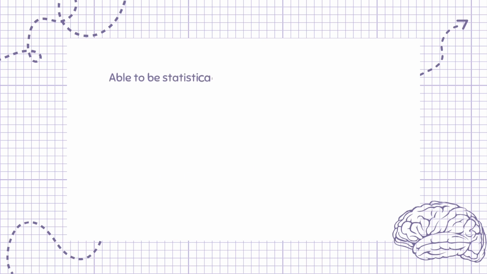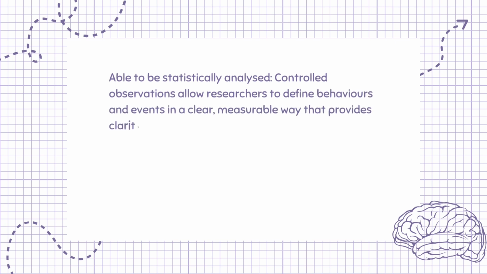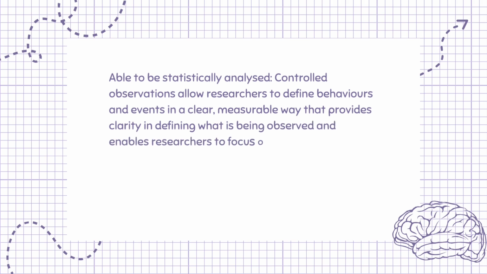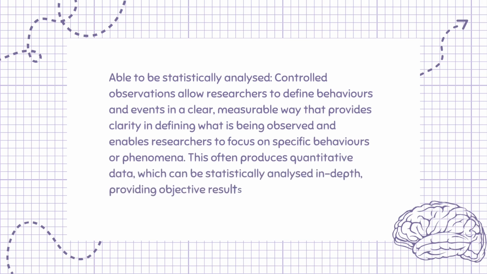Able to be statistically analyzed. Controlled observations allow researchers to define behaviors and events in a clear, measurable way that provides clarity in defining what is being observed and enables researchers to focus on specific behaviors or phenomena. This often produces quantitative data, which can be statistically analyzed in depth, providing objective results that can be compared and generalized.